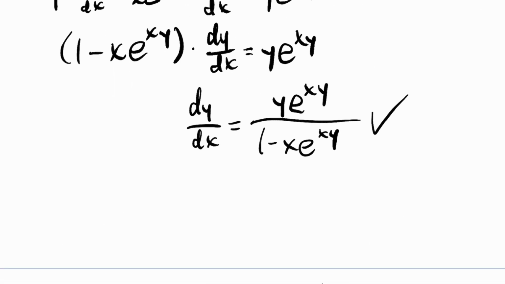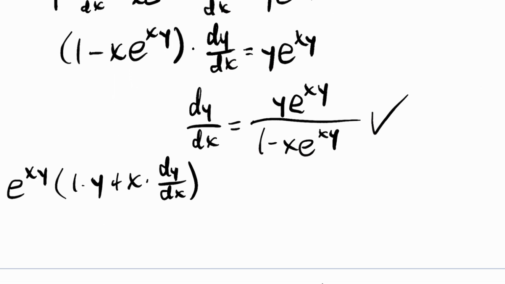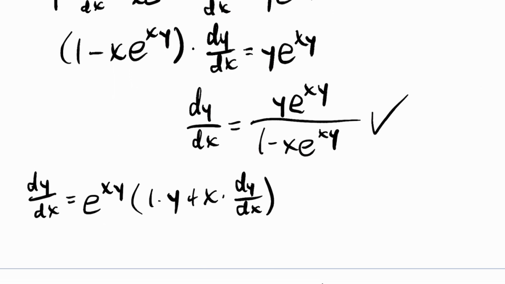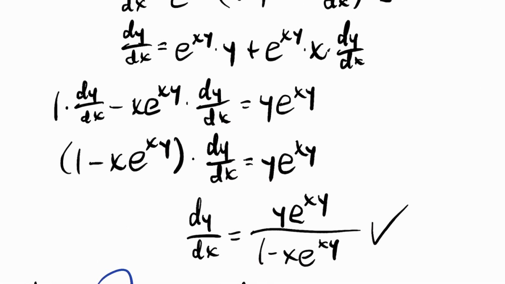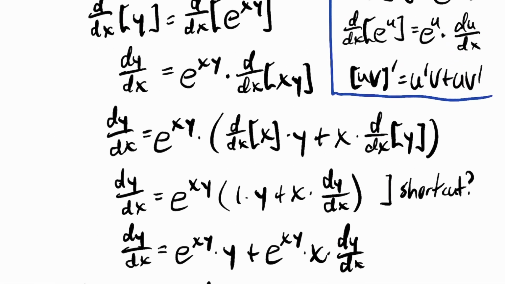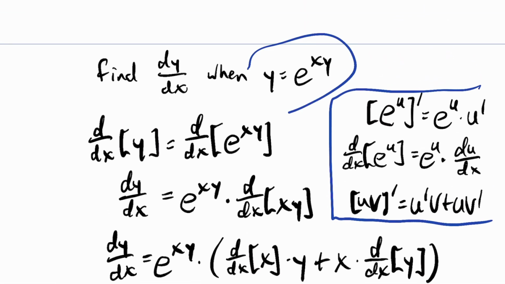Copy. Paste, running out of room here, but that's okay. The shortcut lies here with the e to the xy. That's part of what made this so complicated looking, because we have e to the xy power in several places. But remember, from the original equation, e to the xy power is y. That's what this was defined to be.